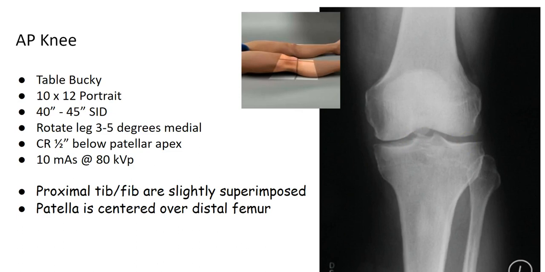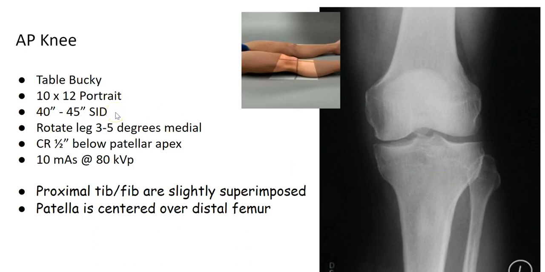Oftentimes, if it's an orthopedic surgeon, we'll do this projection standing and bilateral as well so that they compare both knees, you know, the good knee and the bad knee. For our purposes in lab, we're going to pretend this came in through the ER and they can't stand, so we're going to do this on the table. We're going to use the table bucky because we need a grid with the knee. And I want you to use 10 by 12 portrait collimation because we should see some of the distal femur and some of the proximal tib fib.